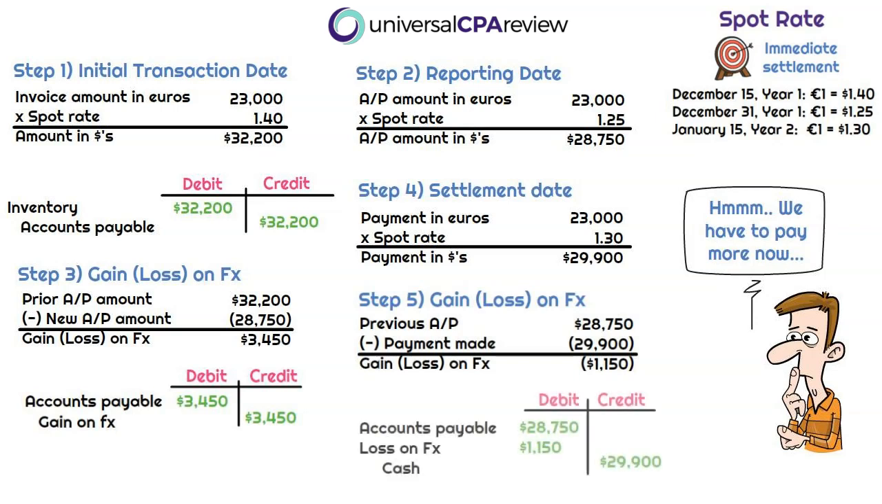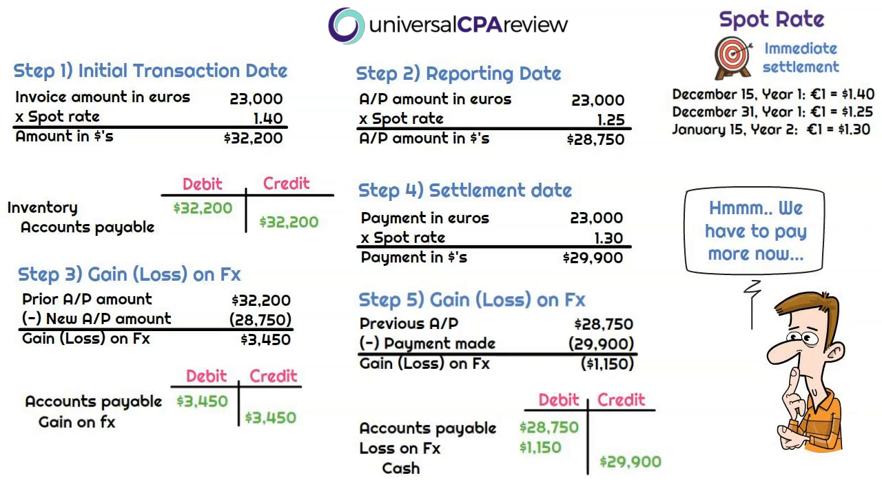So the journal entry? Well, we need to remove that payable. So that's why we debit the amount from the reporting date of $28,750. A loss is a debit as well, similar to an expense or any other loss we incur. So that's the $1,150. And then we actually have to credit cash for the cash that's being paid out, and that's the $29,900. So that's all of the journal entries and calculations that need to be made for a transaction that has the invoice date, a reporting date, and a settlement date.